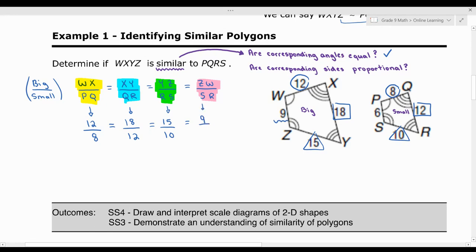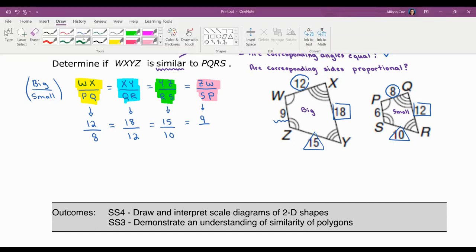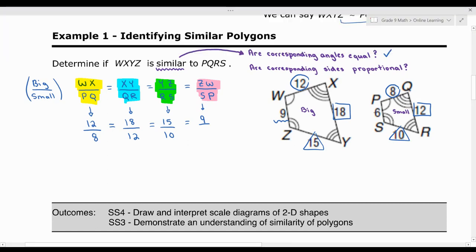And SR, oh, sorry, I realized there's a mistake here. This should be SP. I think that is a P, just not really written very well. So that's actually P there. SP should actually be the side that has a length of 6. So I'm trying to figure out, is 12 eighths the same as 18 twelfths, which is supposed to be the same as 15 tenths, which is also supposed to be the same as 9 sixths.